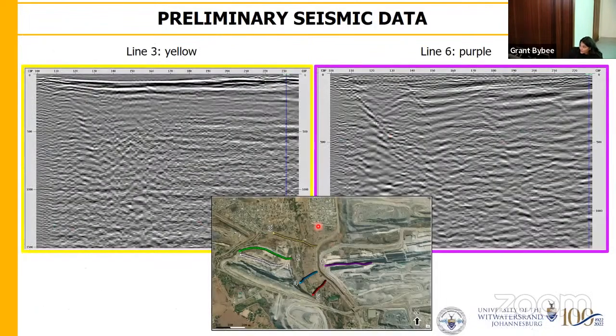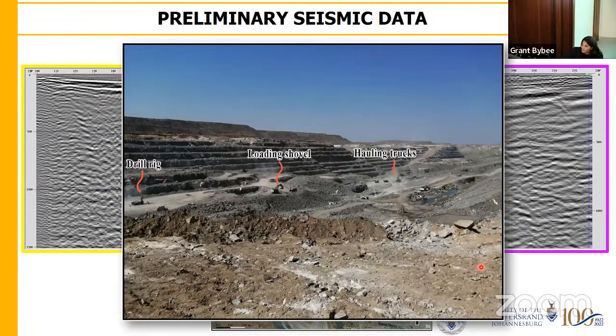So the causes for this noise, now we know that we had one line that was in the pit, which is this data. Then we had one line that was closer to the community, which was this data. And when we compared the two data, or the brute stacks, we saw that this data was less noisy than this data, and we could see a very clear reflection in this data, whereas in this data it was very unclear as to where the major reflections were. So what were those sources of the noises? It was our drill rig, our loading shovels, hauling trucks, any anthropogenic noise that we have in our mining environments.